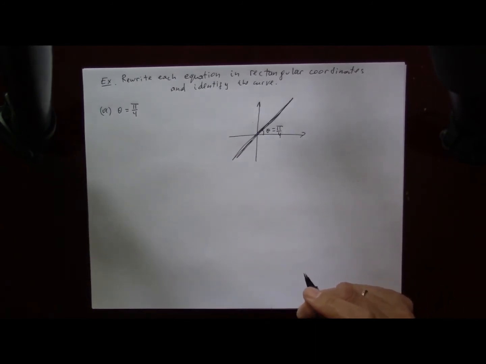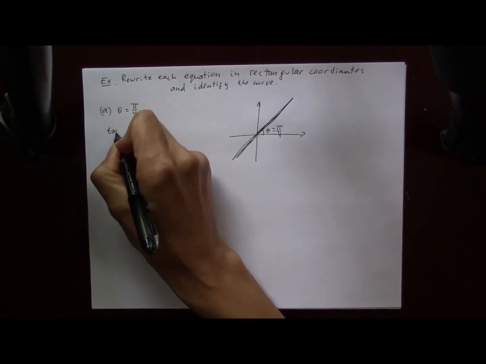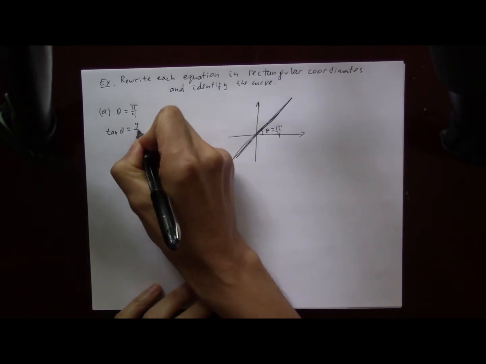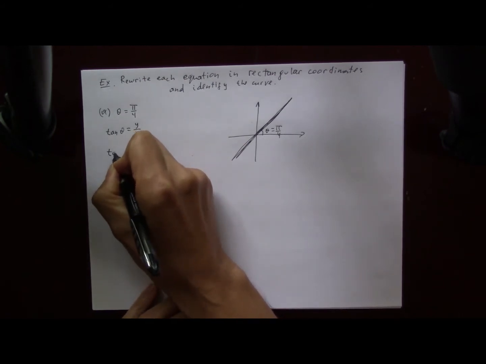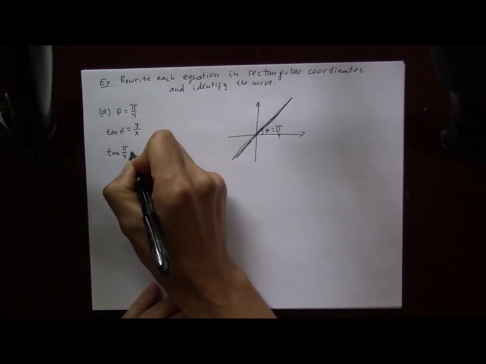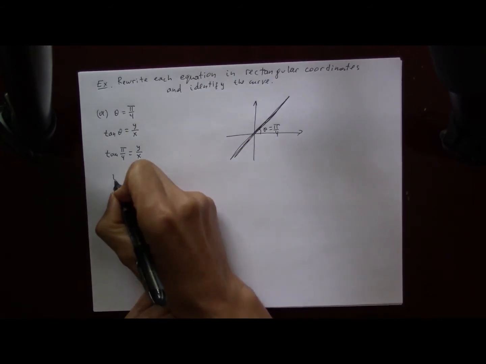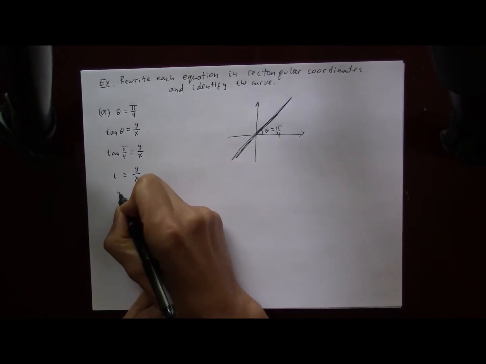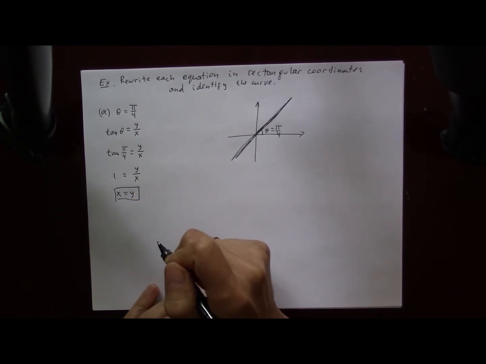Now let's confirm our findings by doing algebra. So we recall that tangent theta equals y over x. Theta is in our case fixed, equal to pi over 4. So we have tangent pi over 4 equals y over x. Tangent pi over 4 is 1, so we get 1 equals y over x. Multiply both sides by x, we get x equals y. And we identify a straight line from the origin, y equals x.